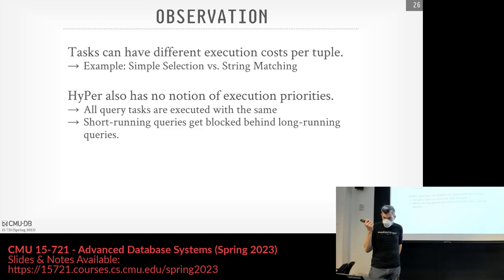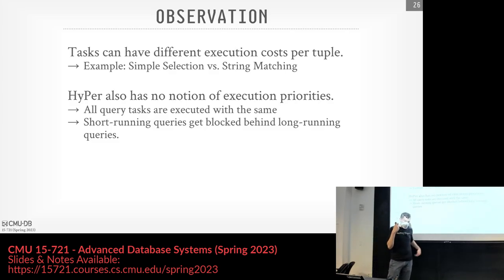So in this paper you read, there are two big issues that come up that they don't discuss, but that show up in the follow-up paper. And that is the morsels are fixed size, and one task corresponds to one morsel. And so they assume that the execution cost per tuple is going to be the same across different morsels, or even within the same morsel across different query plans.